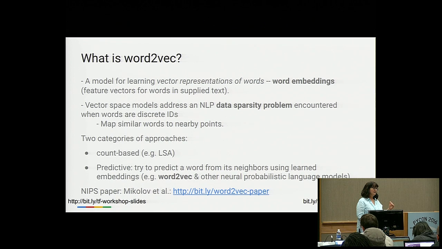It doesn't tell you that dog and cat are both mammals, both pets, and they're semantically closer to each other than, say, cat and computer, or something that is not very semantically related to a cat.